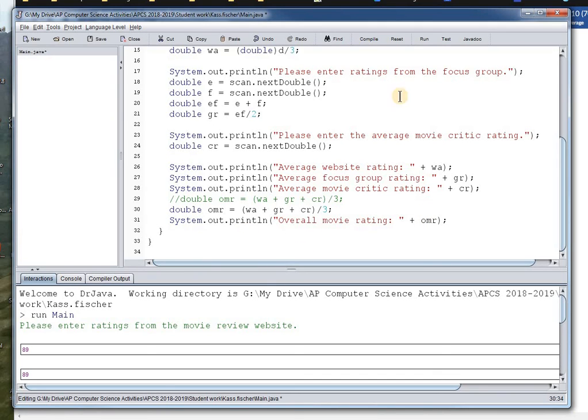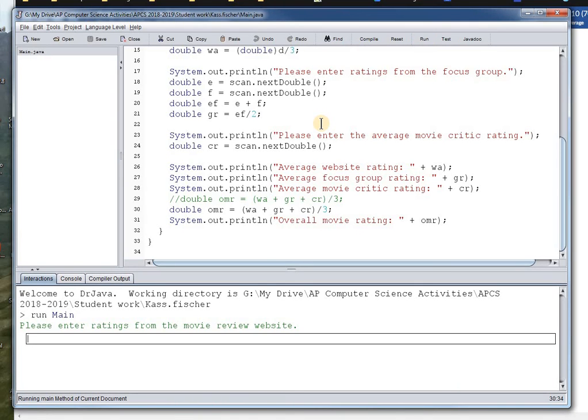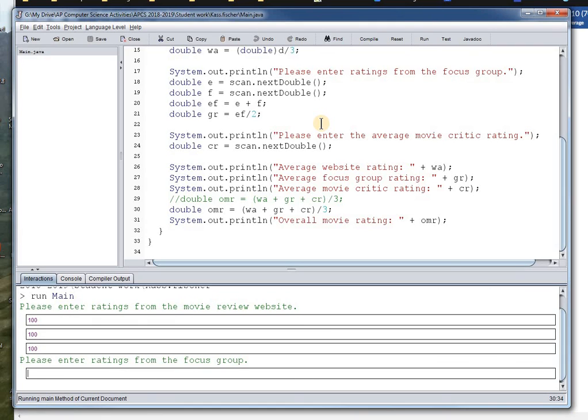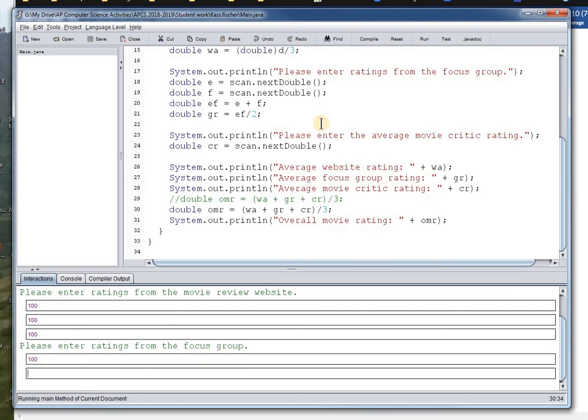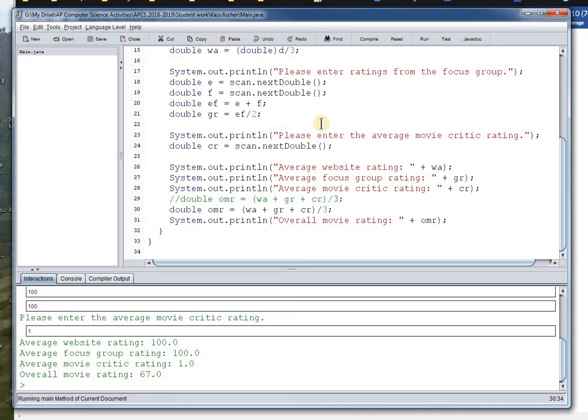First of all, let me compile it and run it and show you kind of what happens here. If I put in the critics rate, the rating of 100%, 100%, 100%, and then the rating of the focus group is 100%, 100%, and then the average critic rating, which is like half of the rating, let's say I put that in as 1. I still get a rating of like 67%, when actually it should be closer to like 50% or something like that. So the problem is that the overall rating here is not quite right.